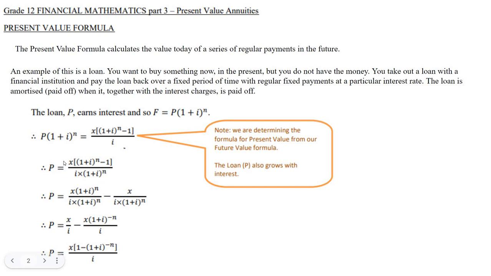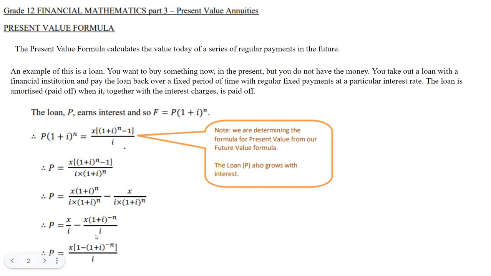Well, what do you have? You've got X times this, and you've got minus X times minus 1. We just split it up. You've got that on the denominator here. Hey, those guys cancel. You just have X over I. But now this 1 plus I to the n in the bottom, that's really 1 plus I to the minus n. Well, that's where your present value formula comes in.